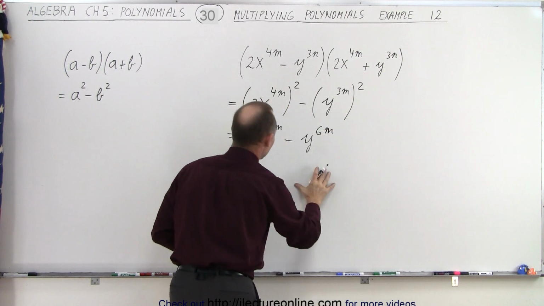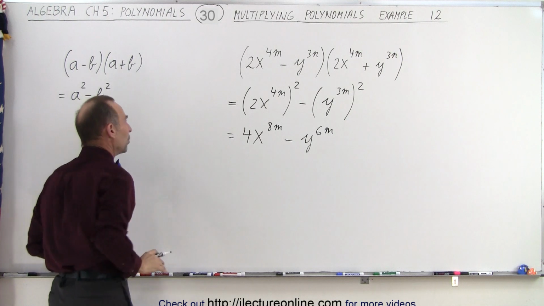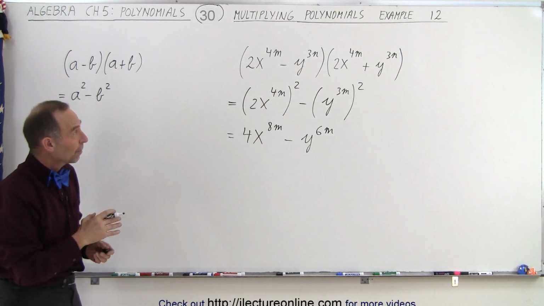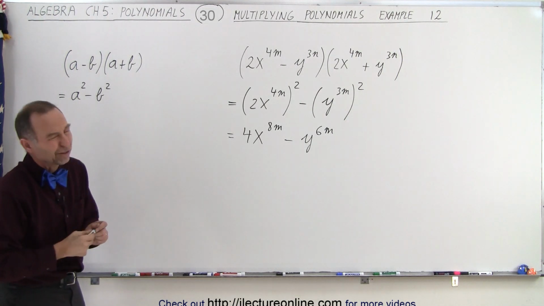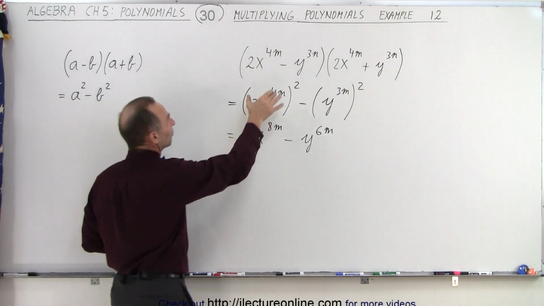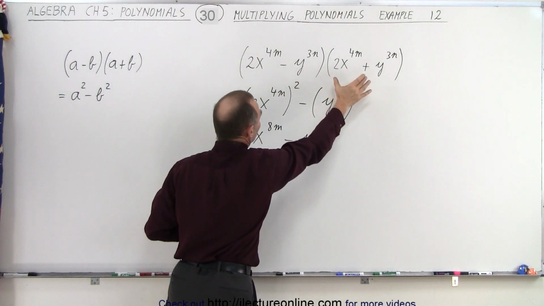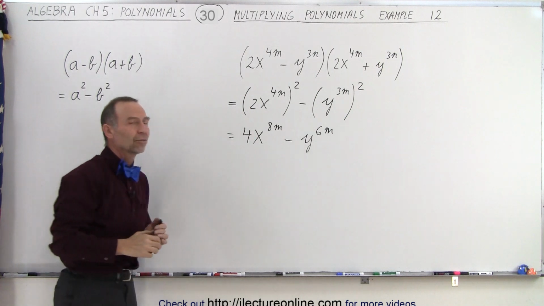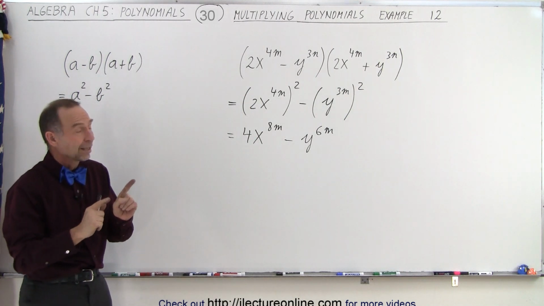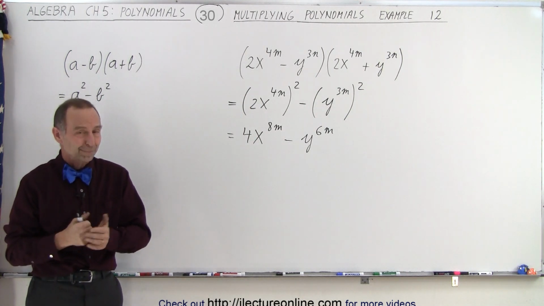It's done exactly the same way that we did this problem over here. Simply the sum and the difference of two binomials, or I shouldn't say the sum and difference, but here we have the difference of two terms and the sum of two terms multiplied together, and that's the result of that, when the first two and the last two terms are exactly the same. That's how it's done.